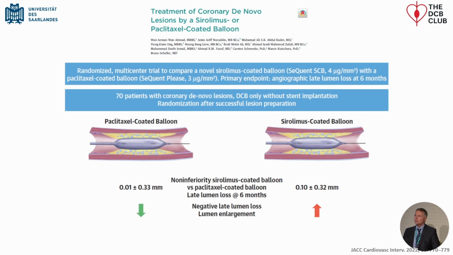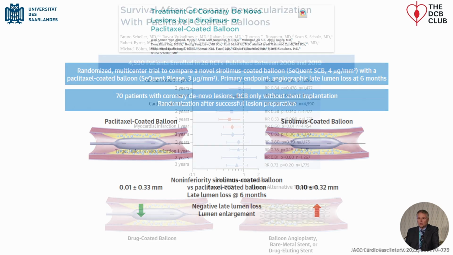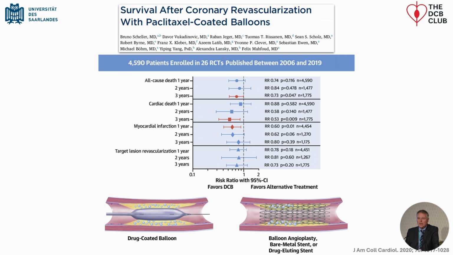But if we go to de novo disease, that's another lesson. If you compare again those both DCB, both work very well, but this effect of lumen enlargement is more frequently seen in the case of paclitaxel-coated balloons.